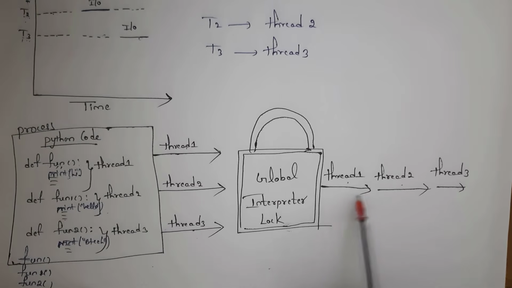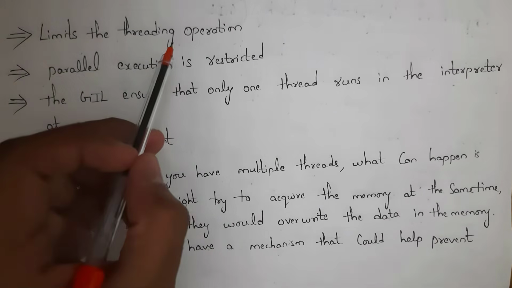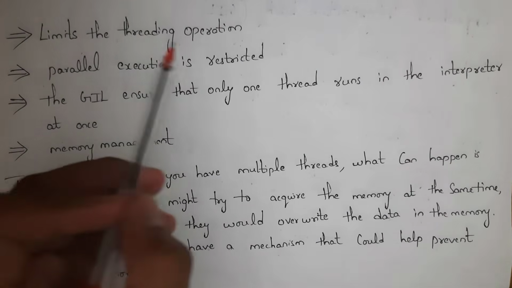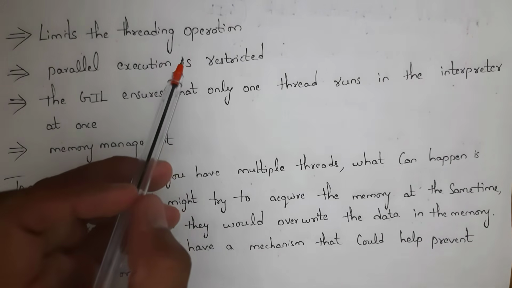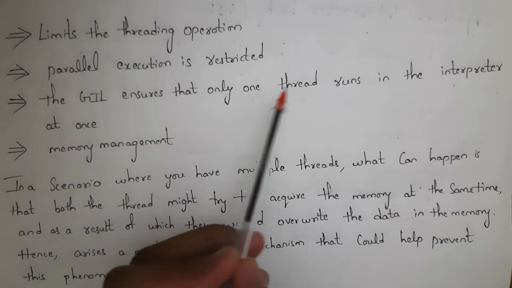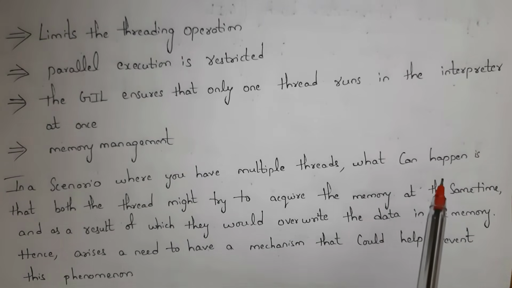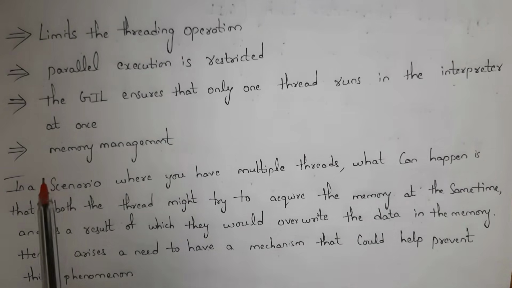Guys, this is known as serial execution. And if we execute all these threads at a time, we call it parallel execution. So global interpreter lock will avoid parallel execution and it will strictly follow serial execution. These are the uses of global interpreter lock. Global interpreter lock limits the threading operations and parallel execution is restricted. Global interpreter lock will execute threads serially, not parallelly. The GIL ensures that only one thread runs in the interpreter at once. Global interpreter lock will execute only one thread at a time and it is also used for memory management. These are the uses of global interpreter lock.